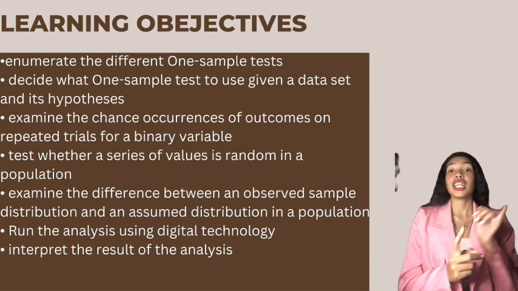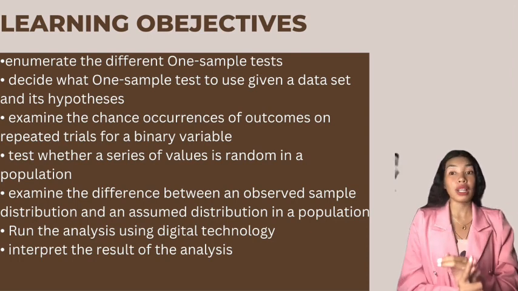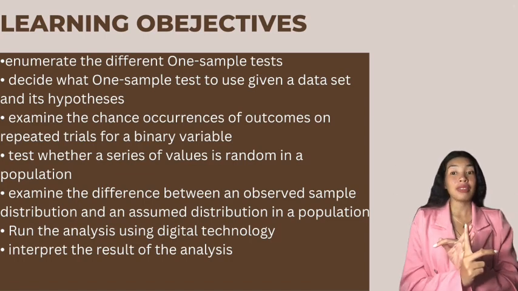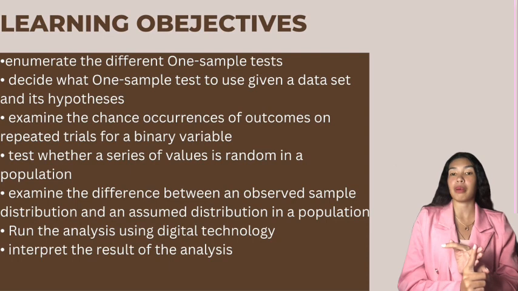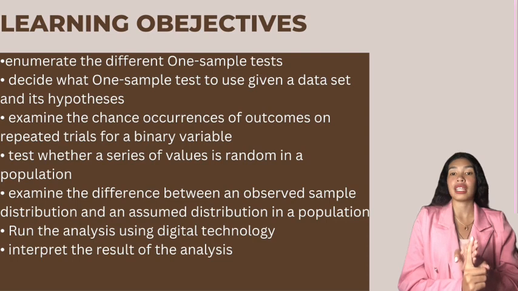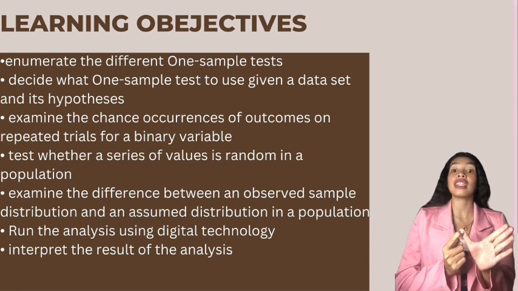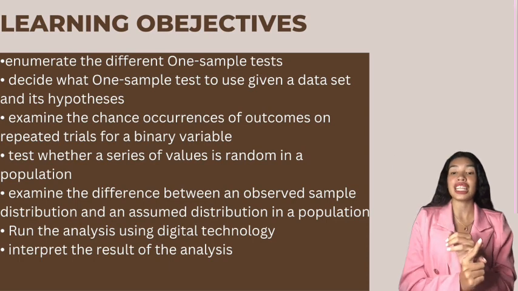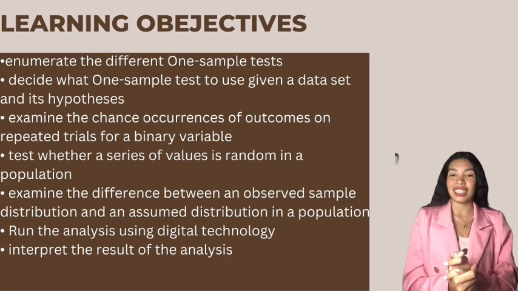First, enumerate the different one sample tests. Decide what one sample test to use given a data set and its hypothesis. Examine the chance occurrences of outcomes and repeated trials for a binary variable. Test whether a series of values is random in a population. Examine the difference between an observed sample distribution and an assumed distribution in a population. Run the analysis using digital technology. And lastly, interpret the result of the analysis. So now, let us start.